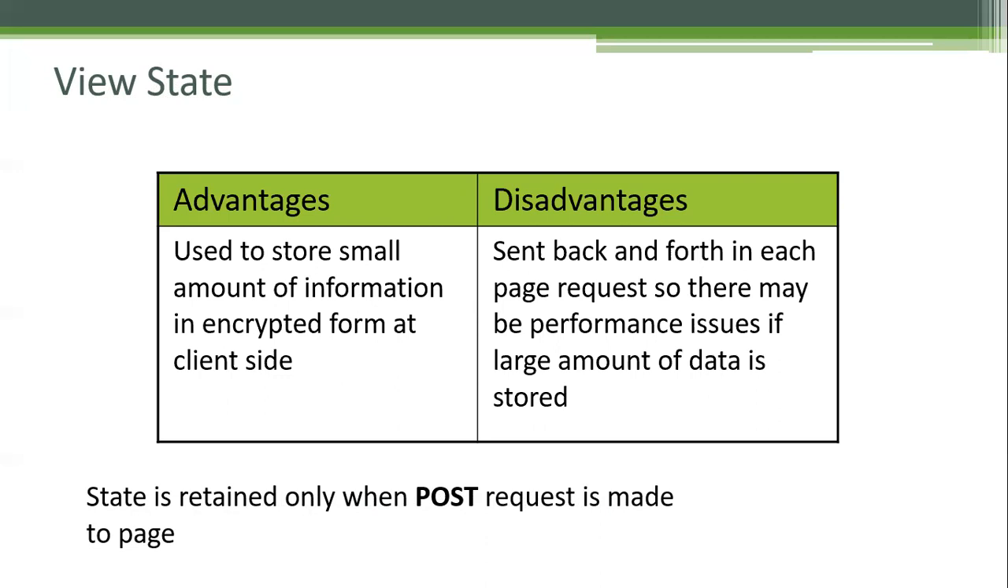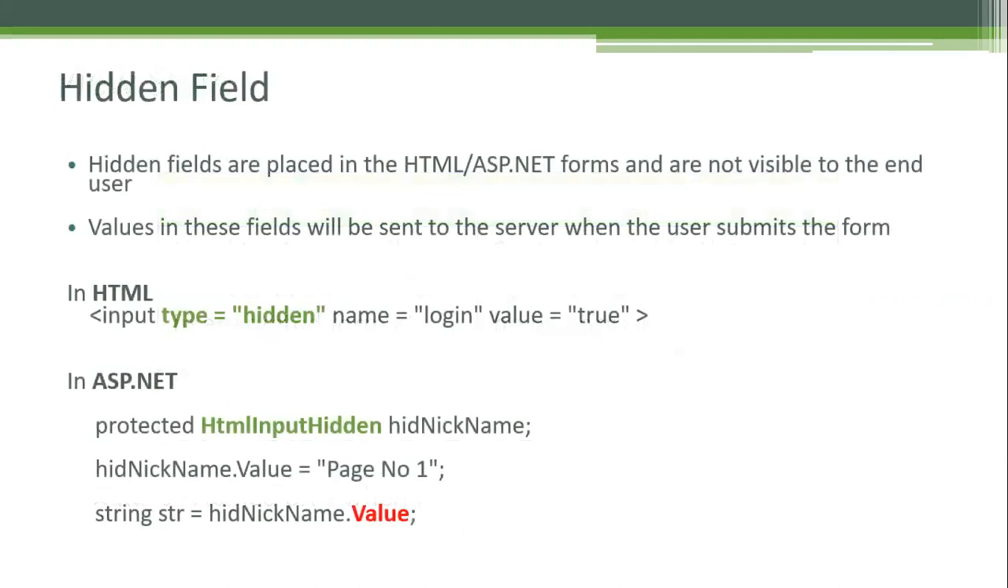So why? When we are posting back to the server, only then do we read the control state information. View state will be used to read the control state when we are posting back to the server. When we click on the submit button, the server will read the values of our controls like text box, drop down, check box, radio button. Those values will be read during the post request. That is about view state.